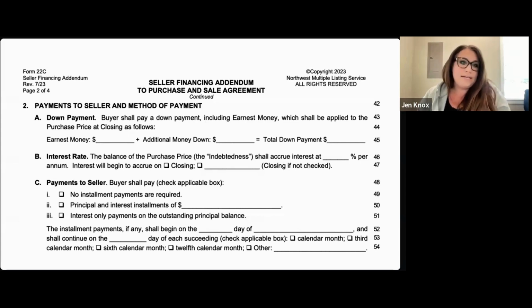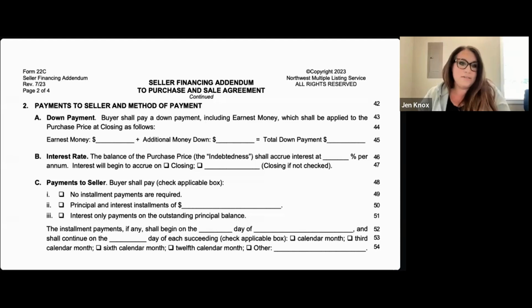Then the balance of the purchase price is going to have the interest rate that you are paying to that seller, and when the interest is going to begin. This closing would be on the closing of this purchase and sale contract. So as soon as the buyer takes over the contract.